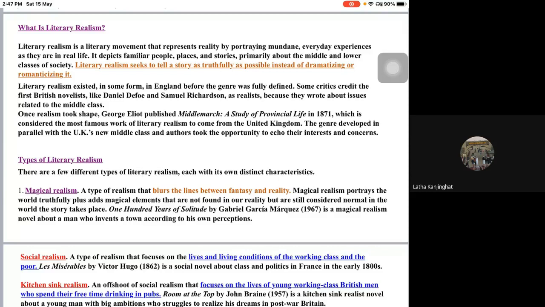Now, once realism took shape, George Eliot published Middlemarch, and we know what a detailed study it was, the cross section of characters we met in Middlemarch, which is considered the most famous work of literary realism to come from the United Kingdom. The genre developed in parallel with the UK's new middle class, and authors took the opportunity to echo their interests and concerns. So literary realism actually existed in some form in England before the genre or the category itself was more fully defined. You can see examples in the way Richardson wrote, or even later on George Eliot in Middlemarch represented the social realities.